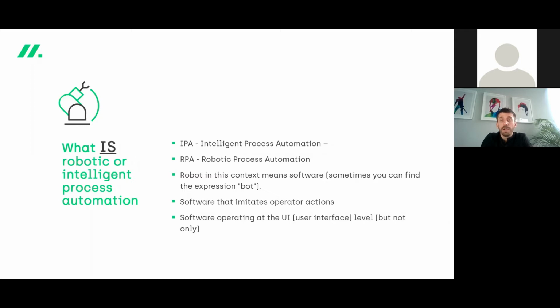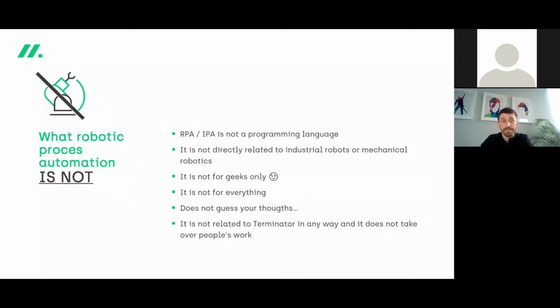So in this context, robot from our perspective means software that imitates the operator's actions. The robot software is mostly operating on the UI of the application, but not only. We are also able to use APIs, databases, and some background actions.